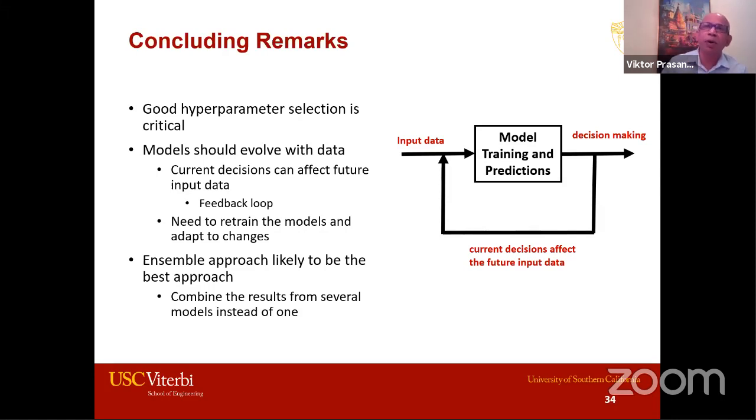Also that we have several models for individual regions. A combination of those models, an ensemble approach, is likely to give a good result in our predictions.